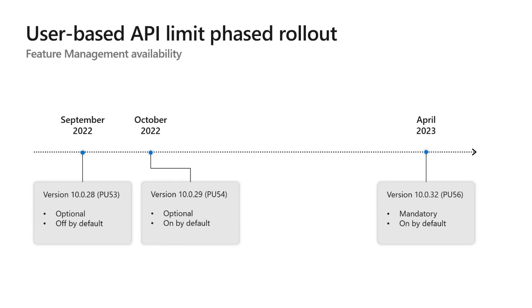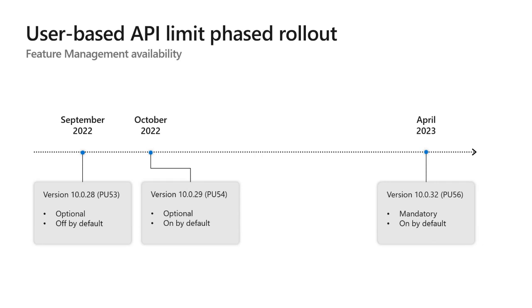The feature management switch will be turned on by default for all environments. This means that as soon as the update is applied, the API limits will be enforced in that environment by default. And any integrations would have those service protection limits applied to them within that environment.